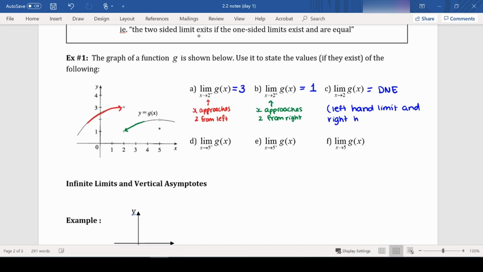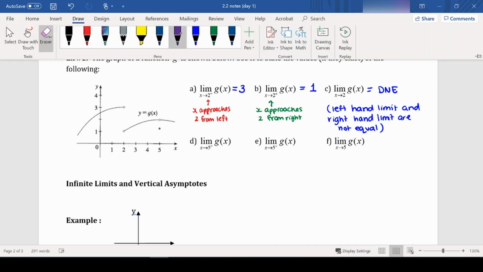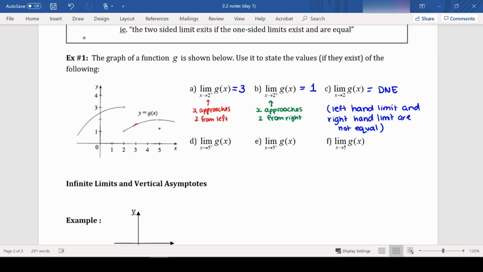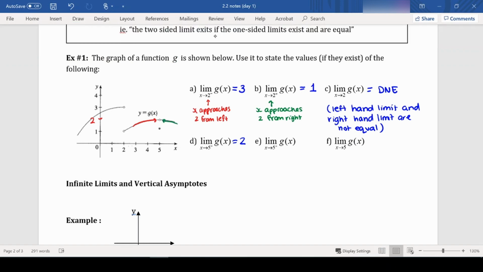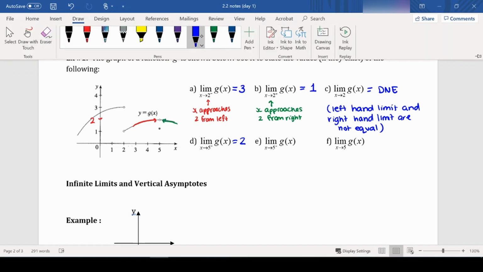So the left-hand limit and right-hand limit are not equal here. Okay? Now let's try again with 5. Okay, so I'm going to erase all my markings here so we've got a nice graph to work with. So if I approach 5 from the left, I'm traveling along this line, approaching that value from the left. My y values are approaching a y value of 2. As I approach from the right, my y values are also approaching 2.